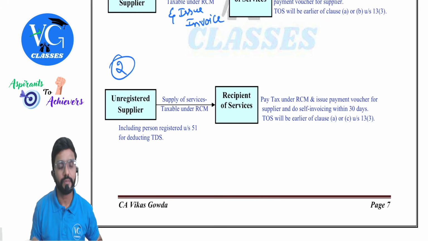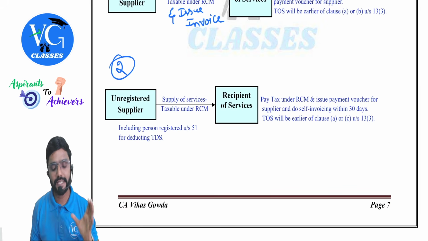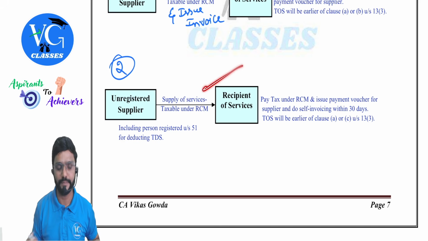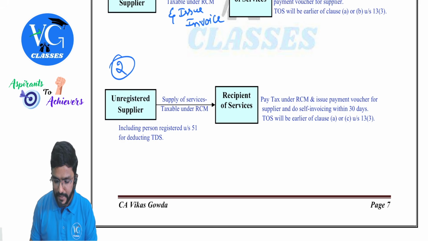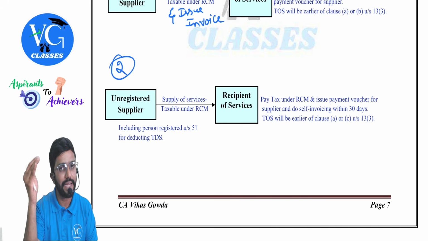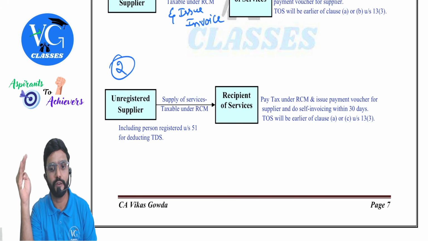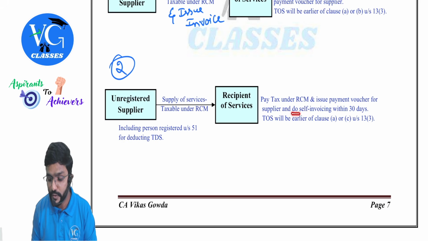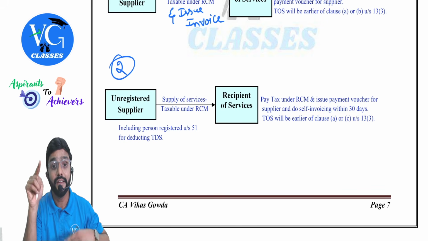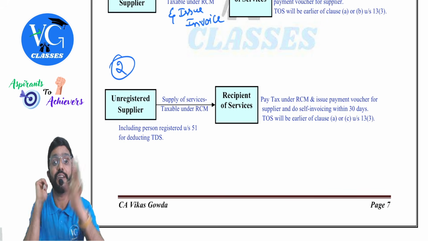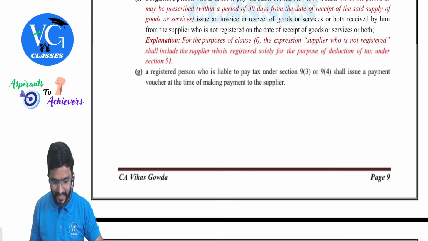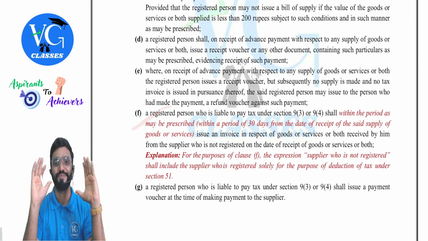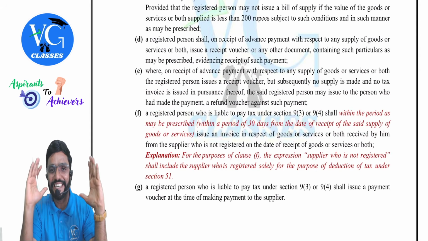Second scenario. The supplier is unregistered. He has supplied the services which are taxable under RCM. So in that case, the recipient has to pay tax under RCM and issue a payment voucher for the supplier. And he should also do self-invoicing within how many days? Within 30 days. Where are these 30 days given? In section 31, subsection 3, clause F. Sir, what are you talking, sir? This one, guys. Connections are there. Please learn in this way.